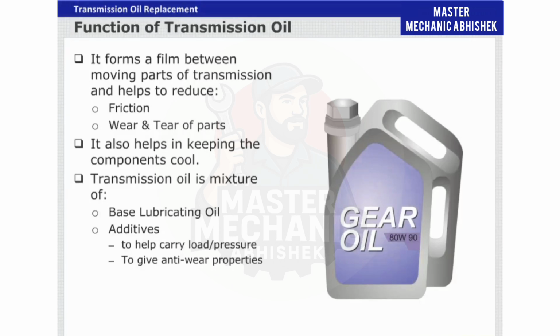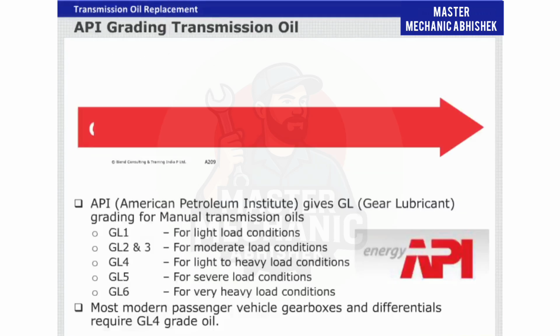Transmission oil is a mixture of base lubricating oil and additives. Additives help to carry load or pressure and give anti-wear properties. API, or American Petroleum Institute, gives GL, that is gear lubricant grading, for manual transmission oils.